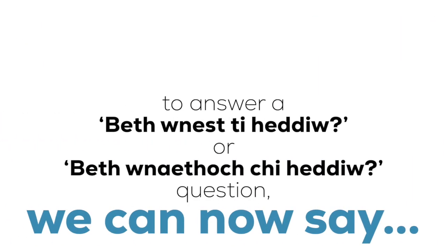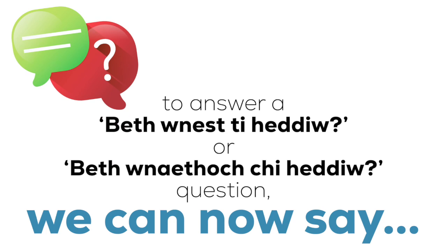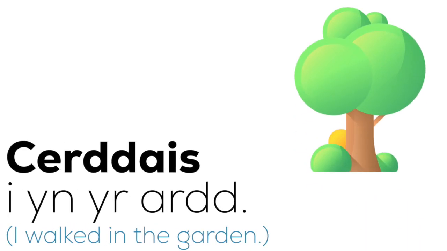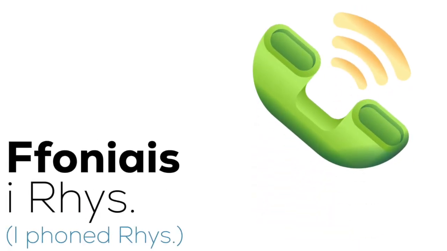So, to answer a 'beth wnes ti heddiw' or 'beth wnaethoch chi heddiw' question, we can now say, enghraifft, cerddais i yn yr ardd. I walked in the garden. Ffoniais i Rhys. I phoned Rhys.